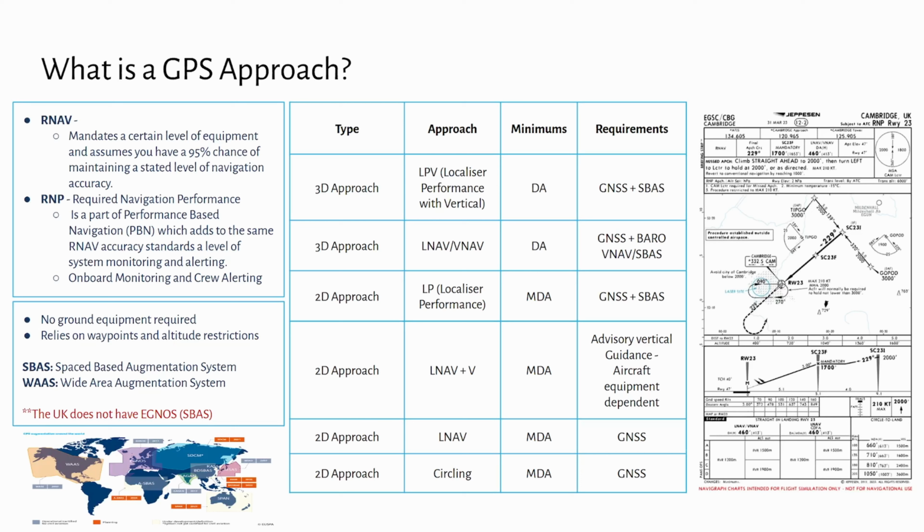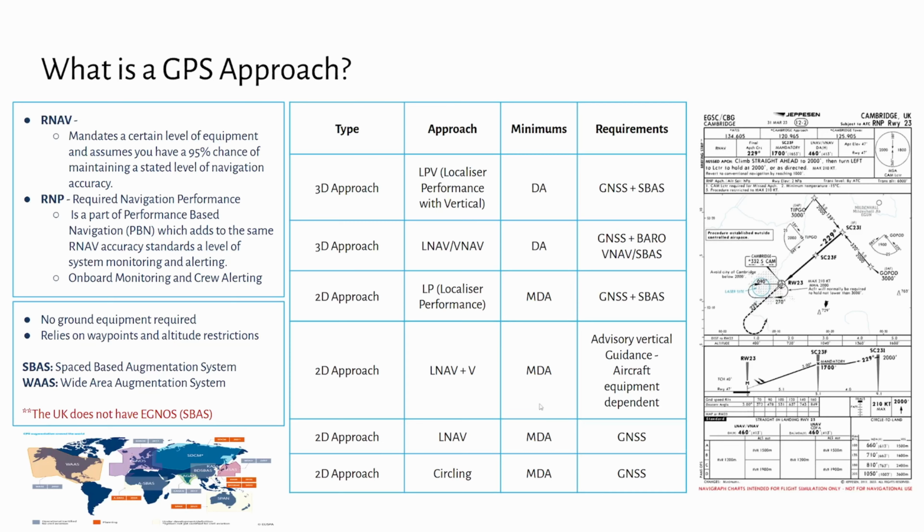And then the final and most accurate 3D approach is an LPV, which is a localizer performance with vertical guidance, which uses decision altitude as the minimums and requires both GNSS and SBAS. This can have the lowest minimums of all of them. We can go much lower to the ground. However, this is not available in the UK.